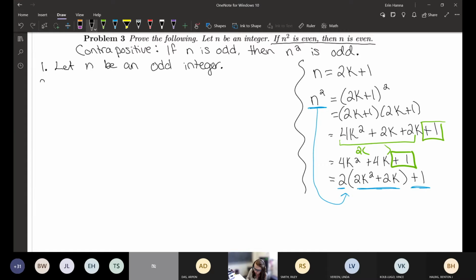And then you always tell them what you want to show. So you essentially say, we want to show the conclusion. So we want to show n squared is odd.